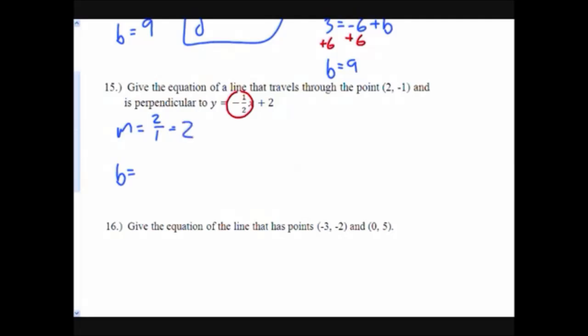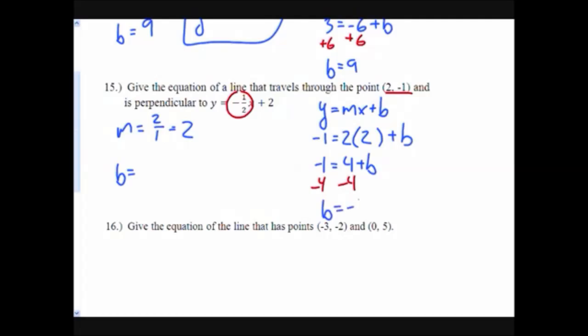So now I start with a fresh y equals mx plus b. And I plug in what I know. I know that the slope is 2. I know that I have an x and a y value listed right here, this ordered pair. So I plug the 2 in for x, I plug the negative 1 in for y, and I would just have to solve for b. So here I have to subtract the 4 from each side. So I find out that b equals a negative 5. So now my equation would be y equals 2x minus 5. Find the slope, find the y-intercept, plug it in.